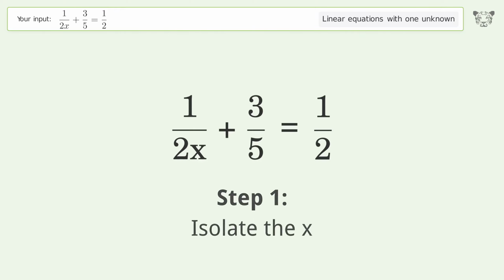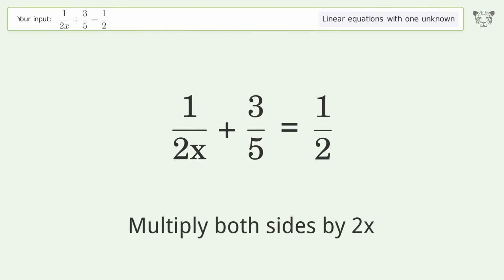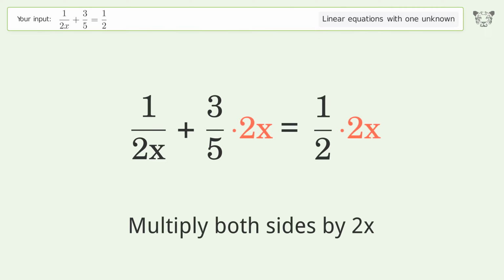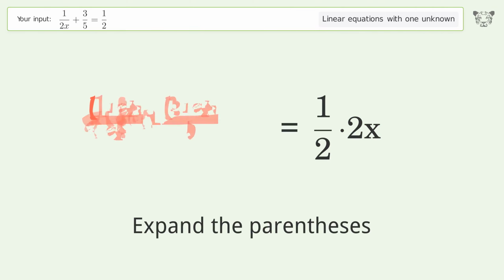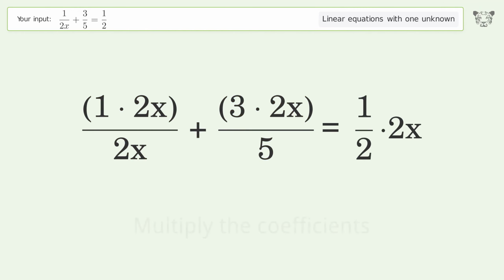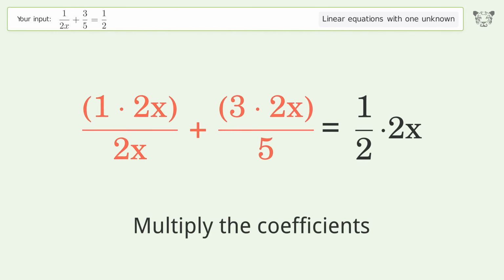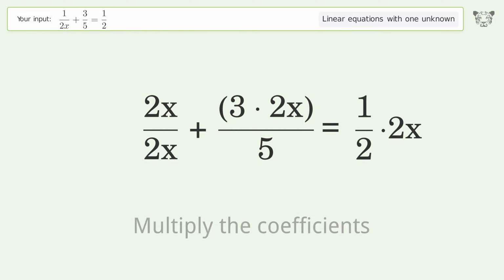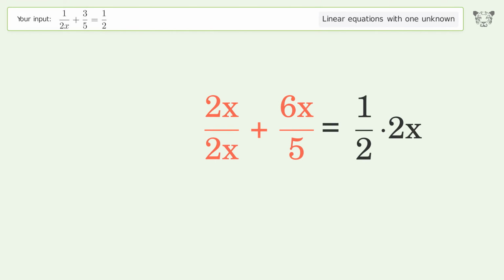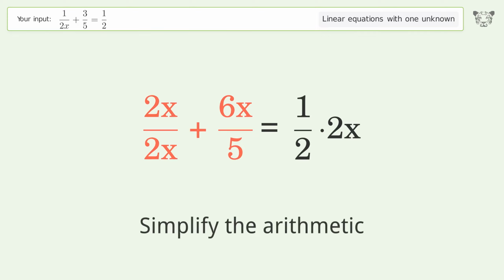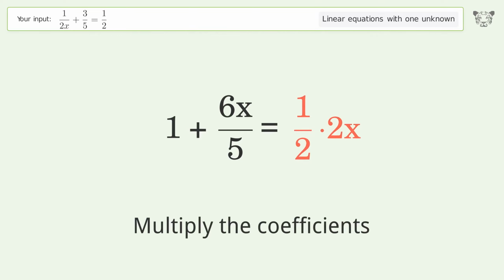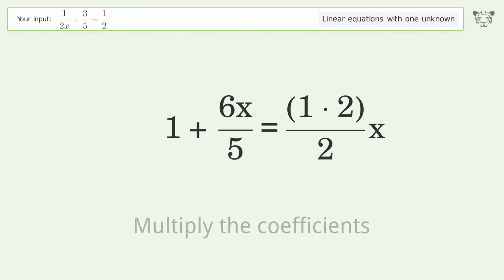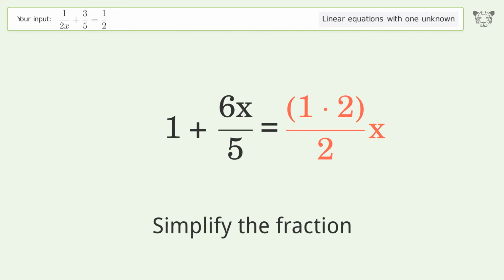Isolate the x. Multiply both sides by 2x. Expand the parentheses. Multiply the coefficients. Simplify the arithmetic. Multiply the coefficients. Simplify the fraction.